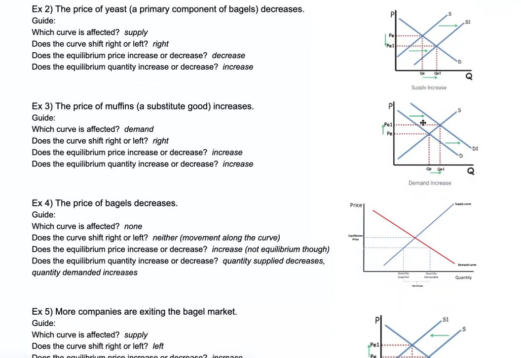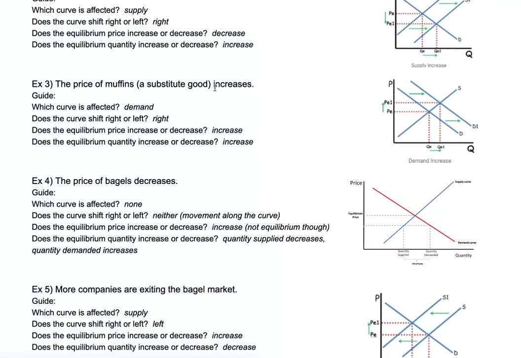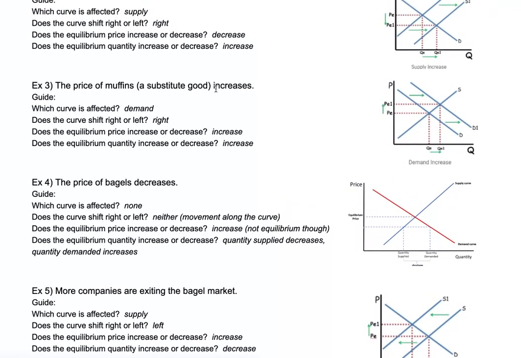Okay. What about the price of a substitute going up? Well, if the price of muffins goes up, people are going to buy fewer muffins, so quantity demanded for muffins will fall, but the demand for bagels will increase. All right. So demand would increase, price goes up, quantity goes up.